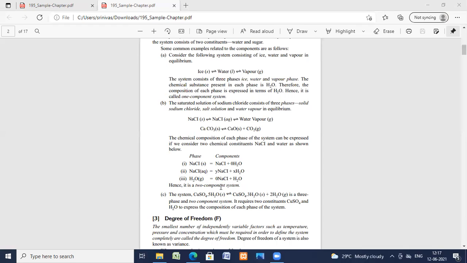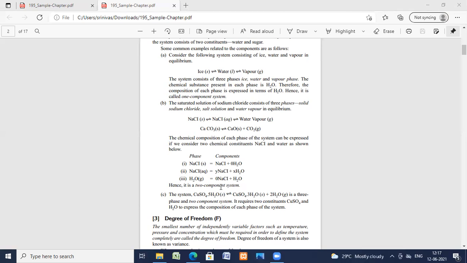You take copper sulfate solution. CuSO4 in equilibrium with CuSO4, 3H2O plus H2O gas. Here you can see three phases, but the components, the formulas are only two, CuSO4 and H2O. Only two you are having. Okay, so this is the component. The number of formulas, the number of components is component.